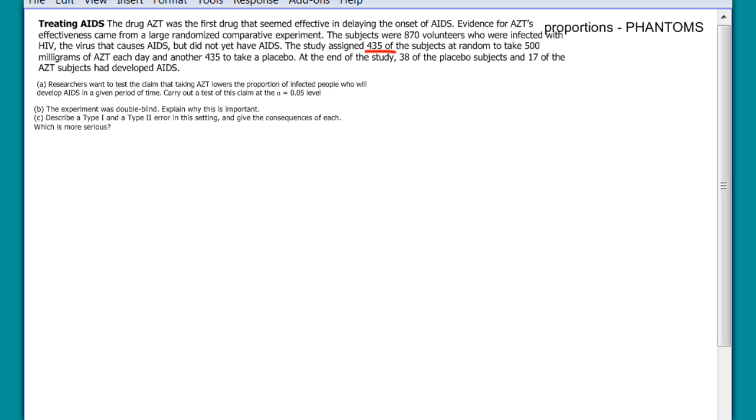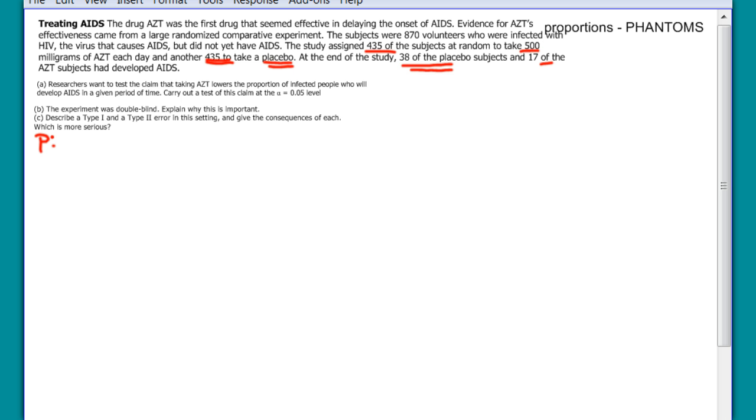They had 435 subjects take 500 milligrams of AZT each day. 435 people got a placebo. Let's double underline placebo. And 38 of the placebo subjects, 17 of the AZT developed AIDS.